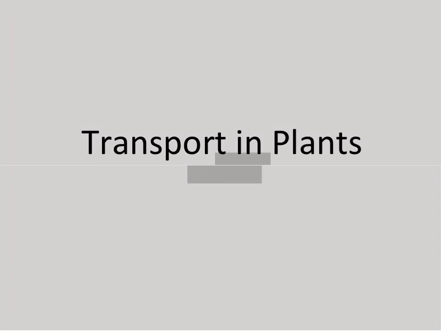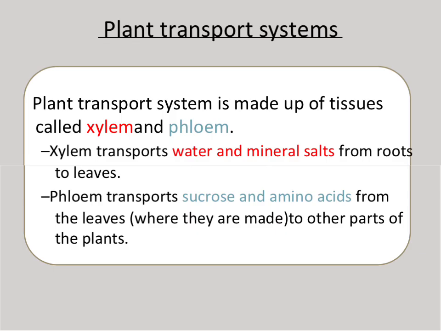Transport in plants. Plant transport systems. The plant transport system is made up of tissues called xylem and phloem. Xylem transports water and mineral salts from roots to leaves. Phloem transports sucrose and amino acids from the leaves, where they are made, to other parts of the plant.